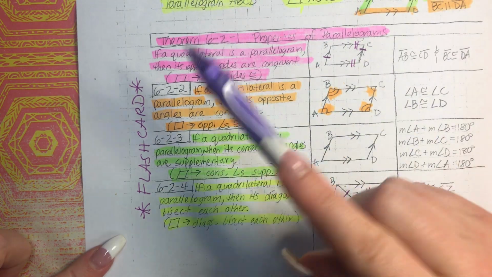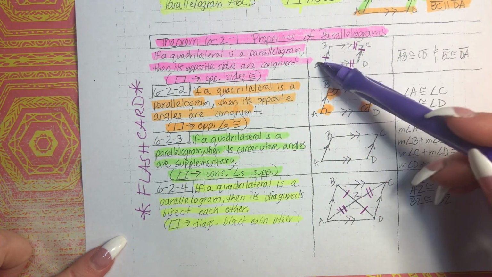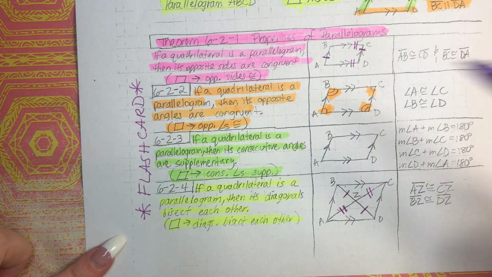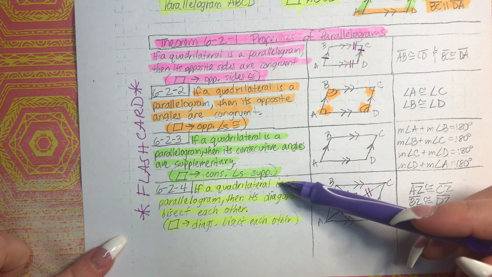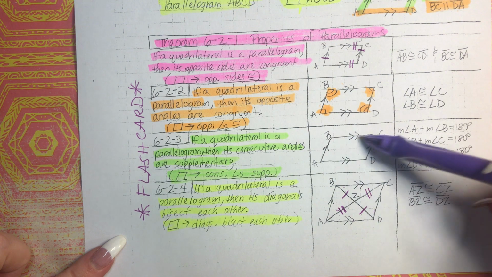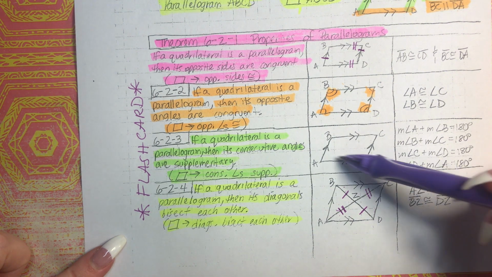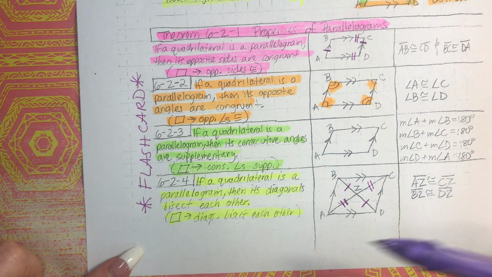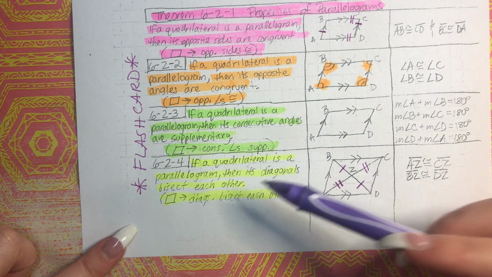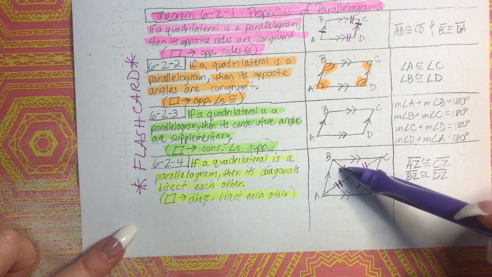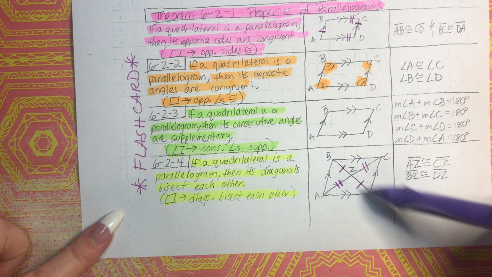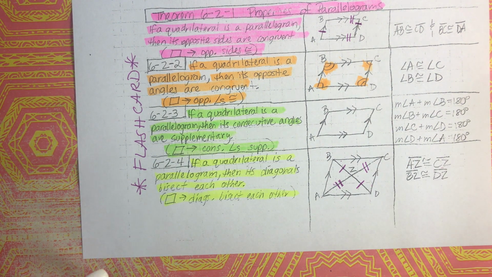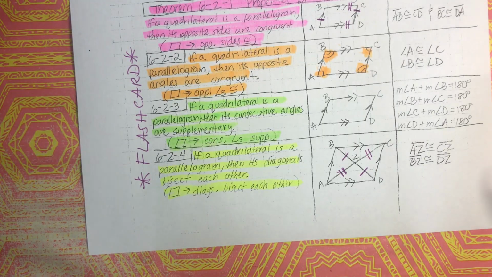So let's go over them again. If you have a parallelogram, opposite sides are congruent. If you have a parallelogram, opposite angles are congruent. If you have a parallelogram, the consecutive angles are supplementary, which means they add up to 180 degrees. And lastly, if you have a parallelogram, the diagonals bisect each other, which means they're congruent and they cut each other in half. All right, let's look at some problems.